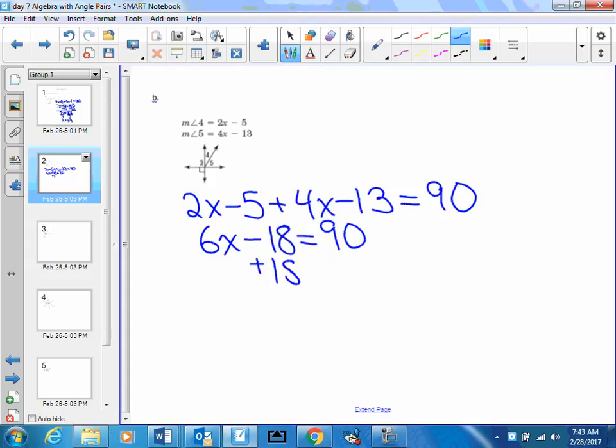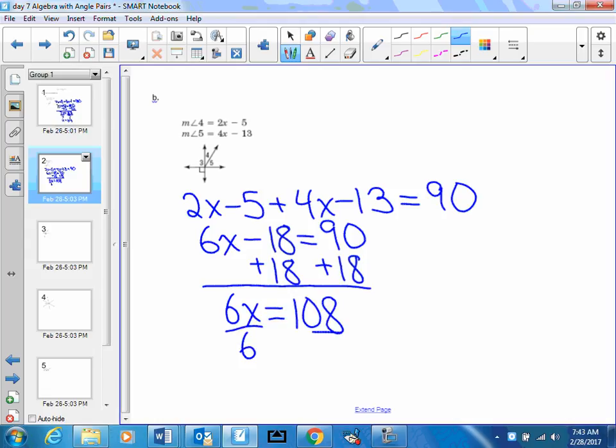Now I start to do my inverses. I add 18 first. I get 6x equals 108. And I divide by 6. And I get x equals 18.